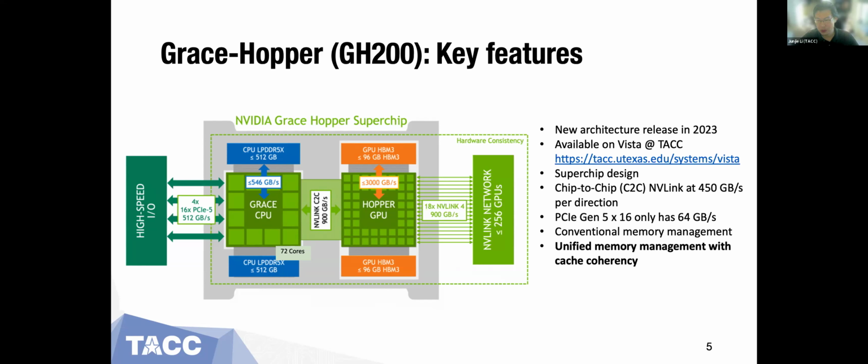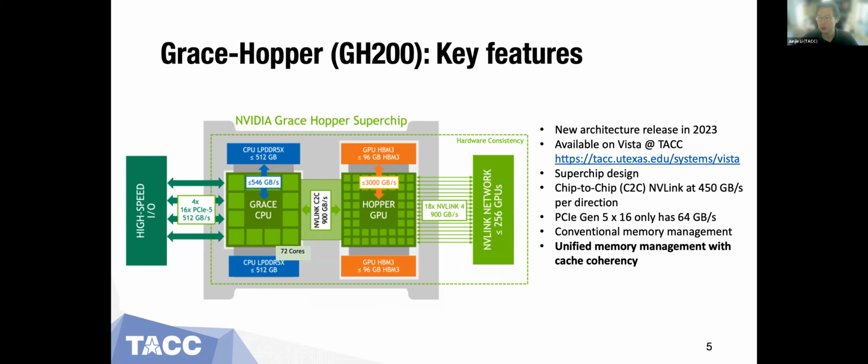And this architecture, of course, supports the conventional GPU memory management. So whatever works on the older GPUs also works on the Grasshopper. But more importantly, this architecture supports unified memory management because the chip-to-chip NVLink supports cache coherency. And this is very important. Cache coherency is very important when you have multiple chips in the same memory space, just like you have dual-socket CPUs in conventional CPU nodes.